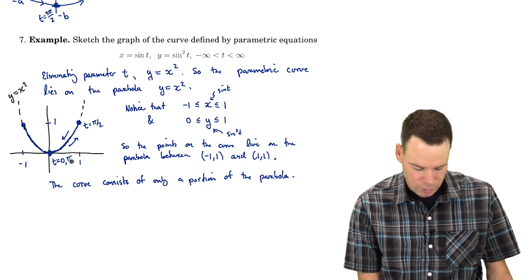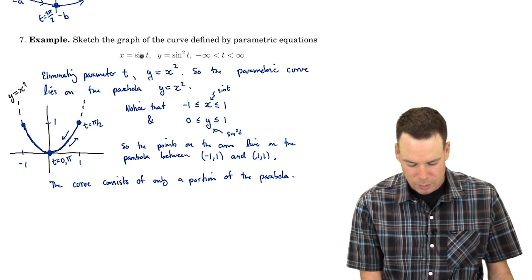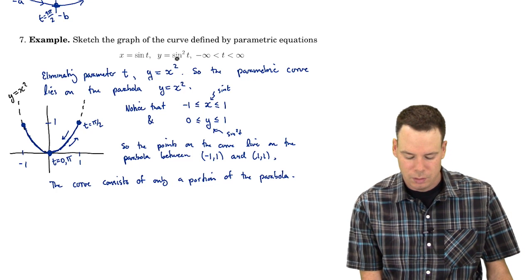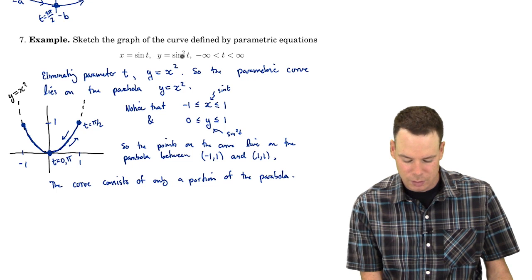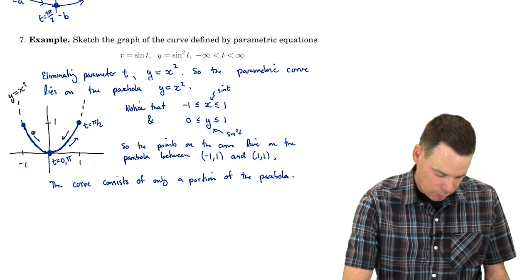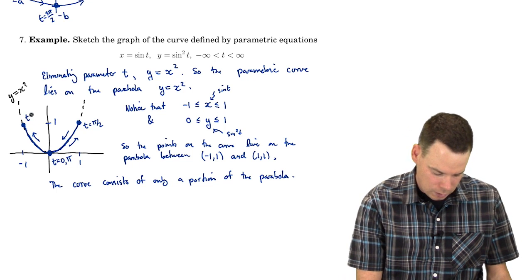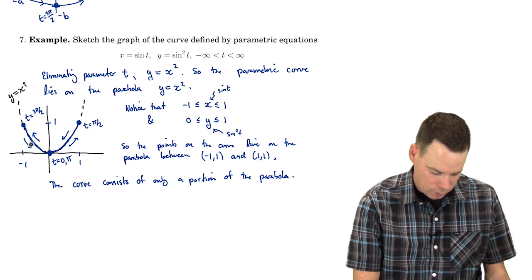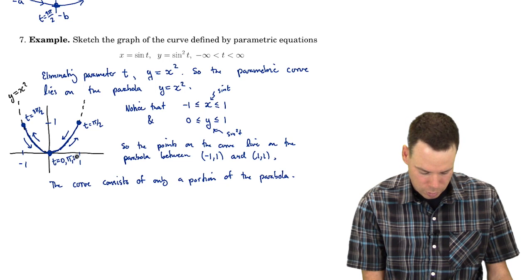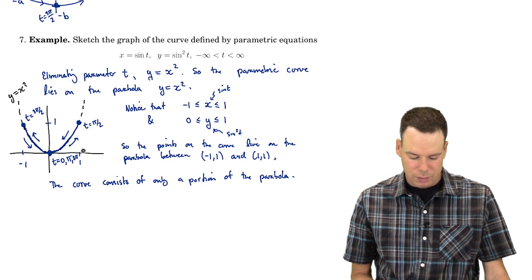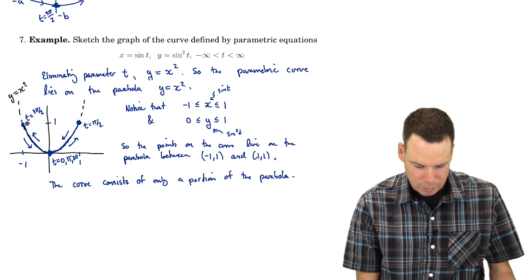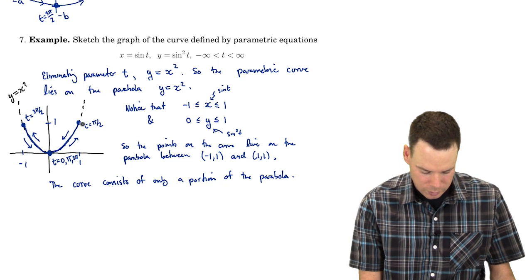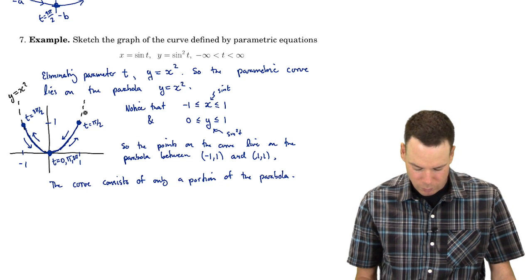And then when I hit 3 pi by 2, sine of 3 pi by 2 is negative 1. And then the y value is negative 1 squared, or 1. So I'm up here at t equals 3 pi by 2. And then I come back down. And I'm here at 2 pi again. And I just keep oscillating along the parabola between these points 1, 1 and negative 1, 1.